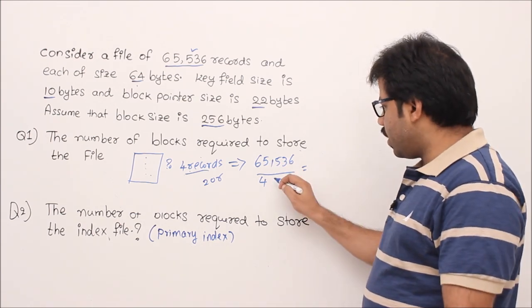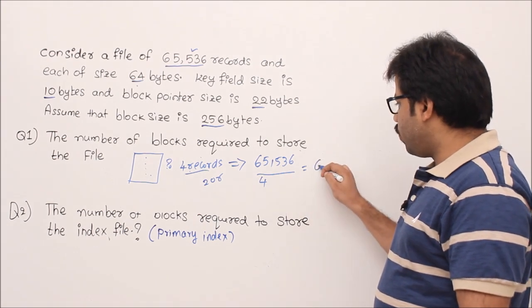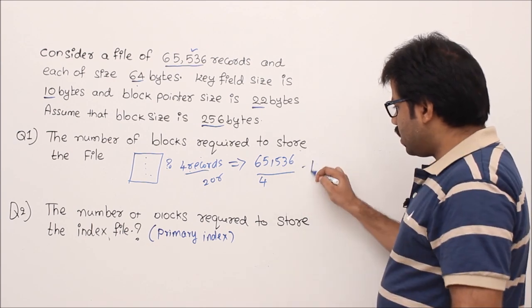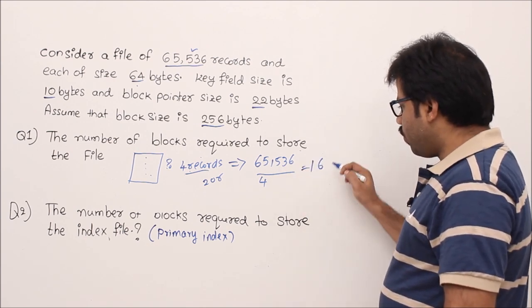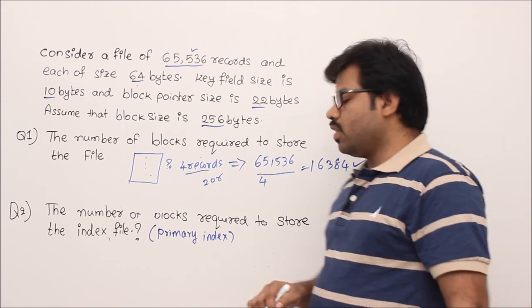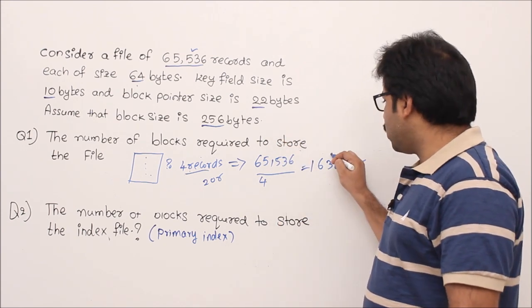Similarly, 65,536 by 4. Then it would become, sorry, 16,384. Okay. So this is the solution. The number of blocks required to store the file is 16,384.